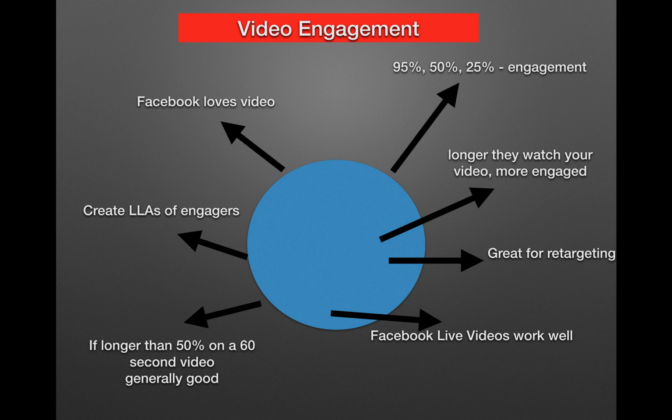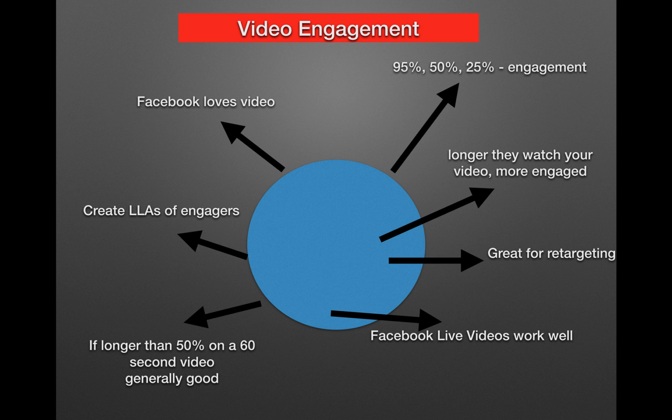Another thing you need to understand is Facebook gives you an option to create a custom audience of video engagers. So let's say you're running a video ad, and you can actually target people who watched 95% of the video, 50% of the video, or even 25% of the video, or 75%. More on this later on, but the point is you can target different levels of engagement on your video. And the longer they watch the video, the more engaged they are. Makes sense.